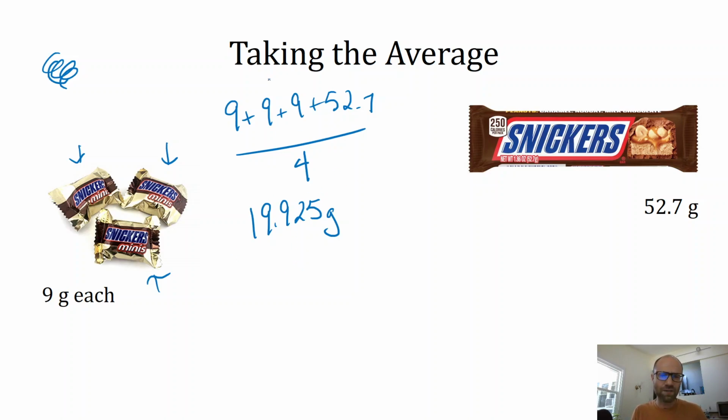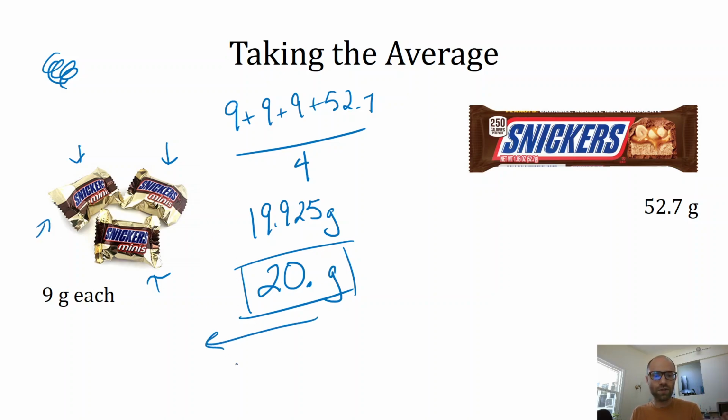But then if we're going to round this for significant digits, we added and we had a whole number there, which would add up. So we probably get 2 significant digits. So we're going to go to, say, 20 grams as our average. So again, just to clarify what I said before, if you just took the average of 52 and 9, you get something in the 30s maybe, or high 20s. But since there are more minis, the average should be closer to 9 than it is to 52.7. And that kind of makes sense, right, when you've got 3 objects like that.